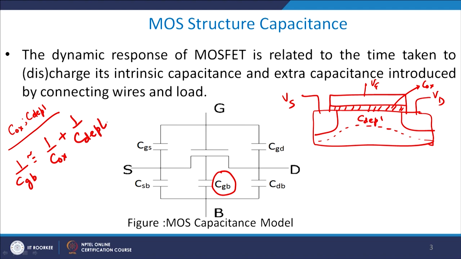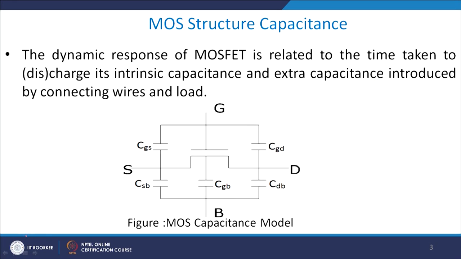right. As I discussed with you earlier, COX is fixed, constant, depending upon the value of TOX and the permittivity of the material which you have taken as dielectric. This C depletion is basically a bias dependent quantity, and therefore it will go on varying as you change the bias, and therefore CGB is obviously a strong function of the bias. This is CGB, right.